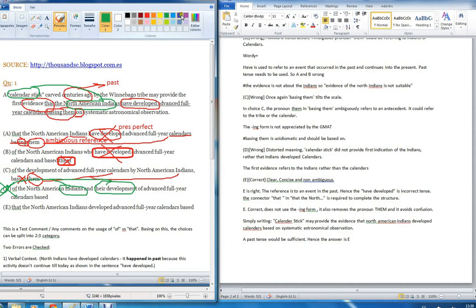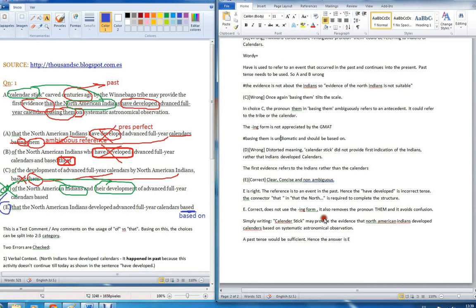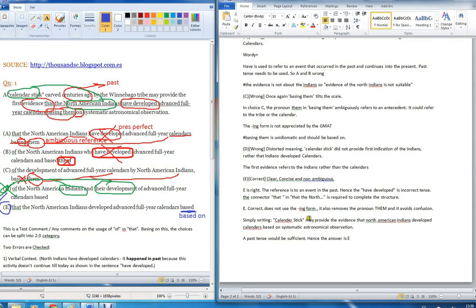Okay, so let's go to number E, which is the correct one. And why? Because it does not use the ing form, but instead it uses the based on form. Based on is the correct idiom. Also because it does not use the them. Them is not used, so it's correct. And the verb, also very important, is the verb that is in the past.